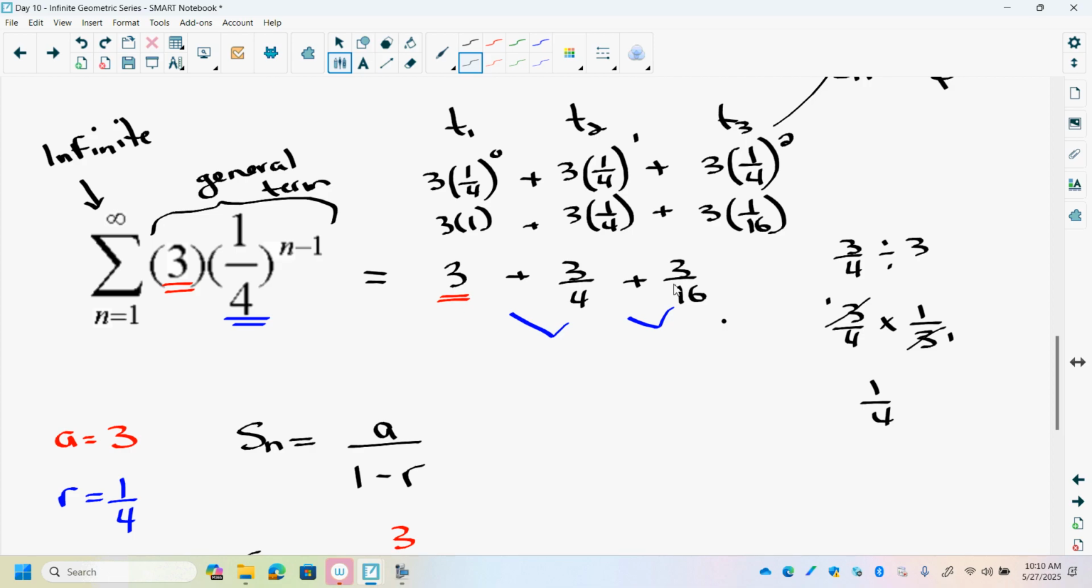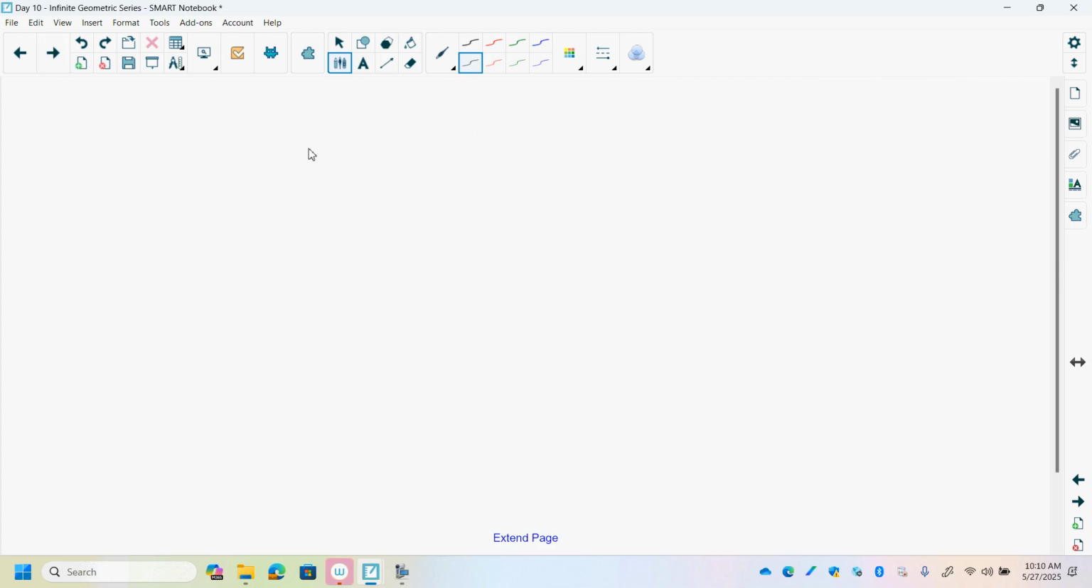Or the first 3 terms, that's probably lots. Your job now is to do number 1 and number 2 from your worksheet.